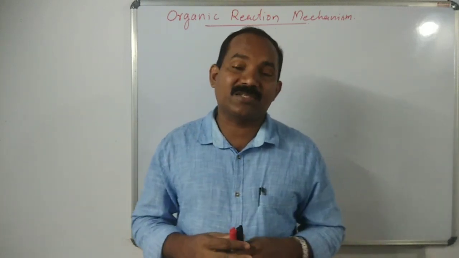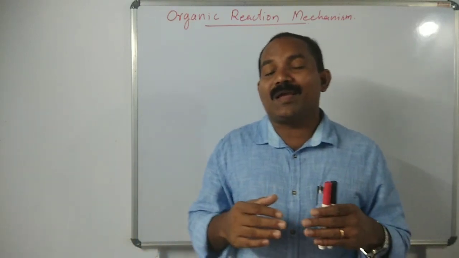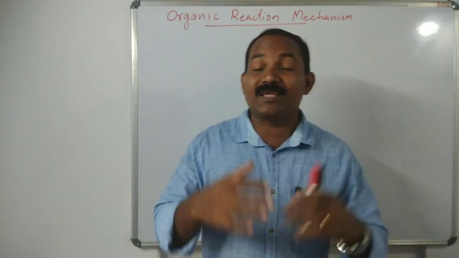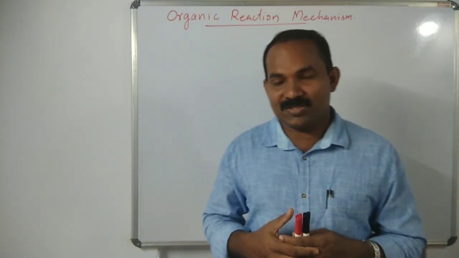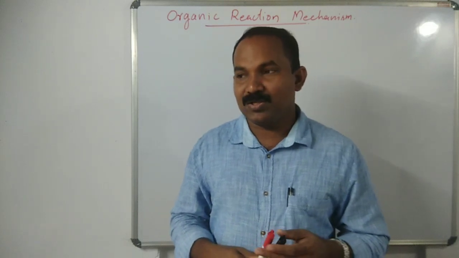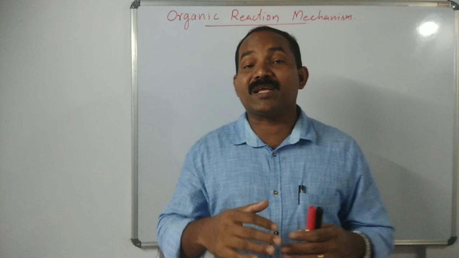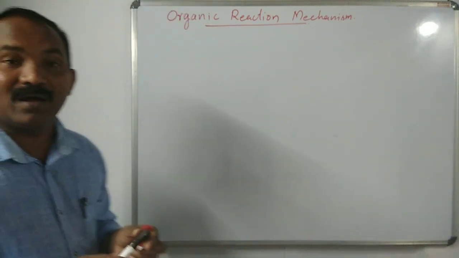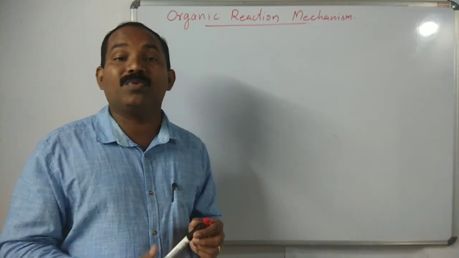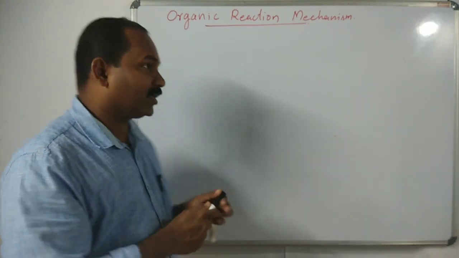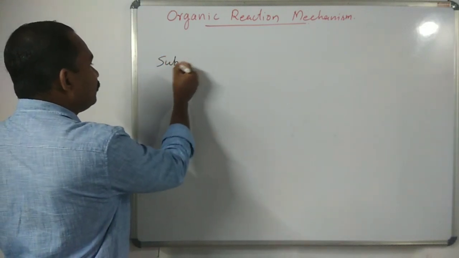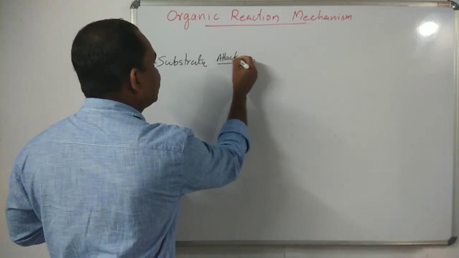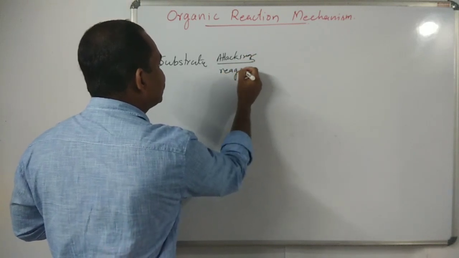So in organic reactions, some important terms are used. One is substrate molecule. Another is attacking reagent, intermediate, product and byproduct. So what is a substrate? A substrate provides carbon for the reaction. Simply, a substrate is the molecule or compound which provides carbon in the case of an organic molecule. The substrate reacts with the attacking molecule or attacking reagent.